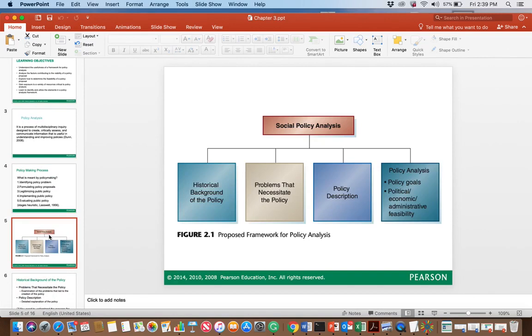Now, for you who want to see things clearly in a picture, this is basically what we have just been talking about. On top here, we have social policy analysis. Basically, this is how you analyze policy. In other words, you look at, first of all, the history of that policy. And why is history important? History is important because if something has been done in the past and failed, why would you want to do it? But you can't know it failed unless you know that it was tried.